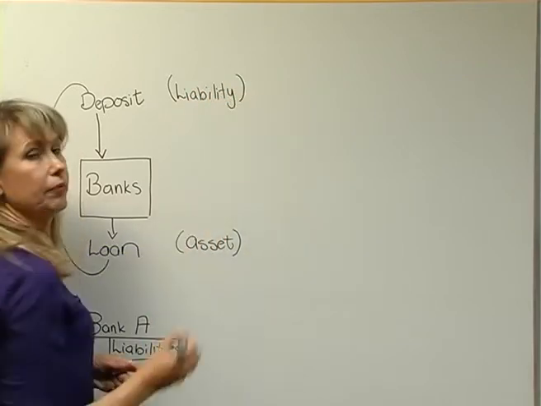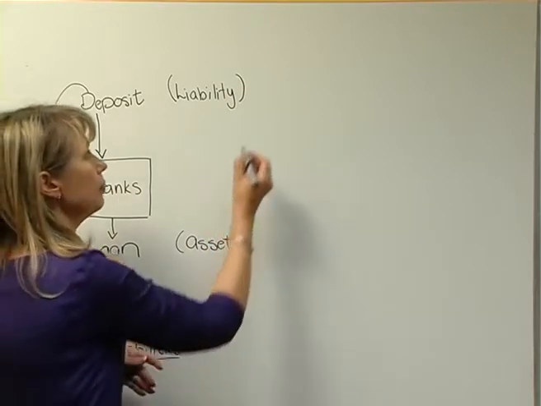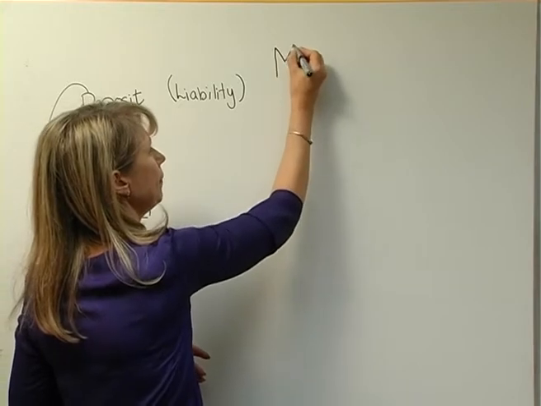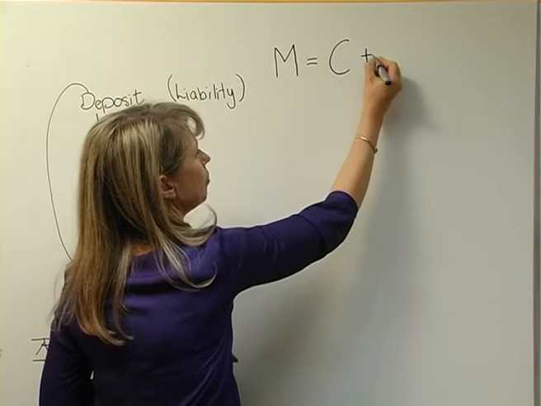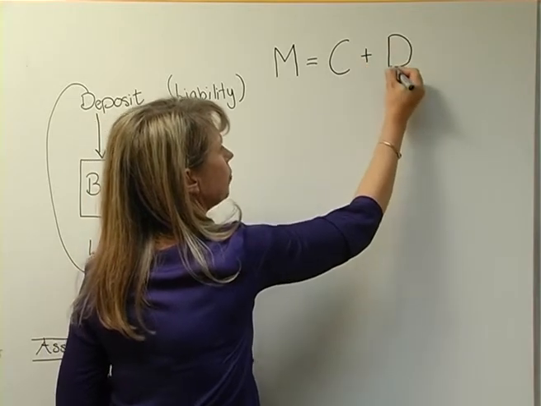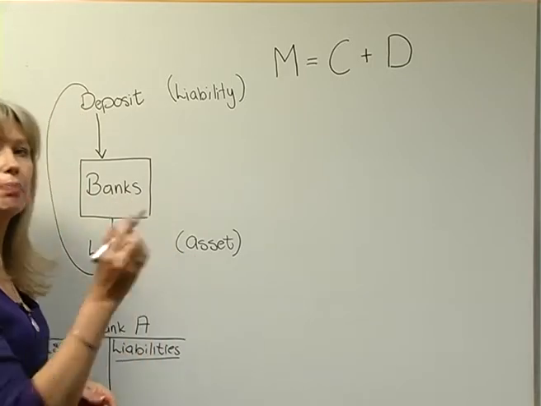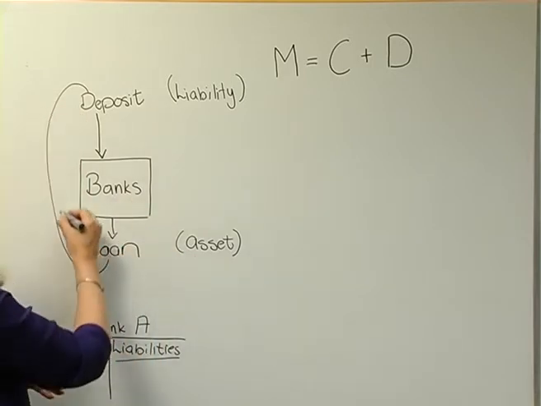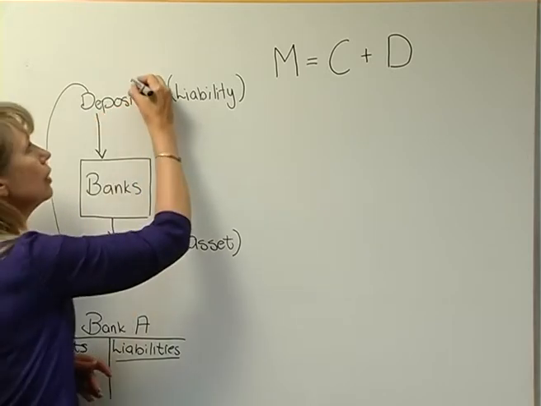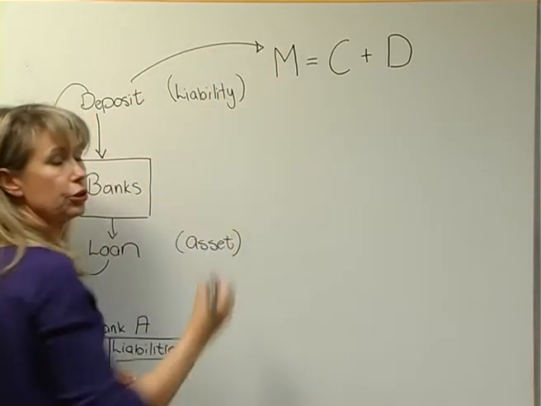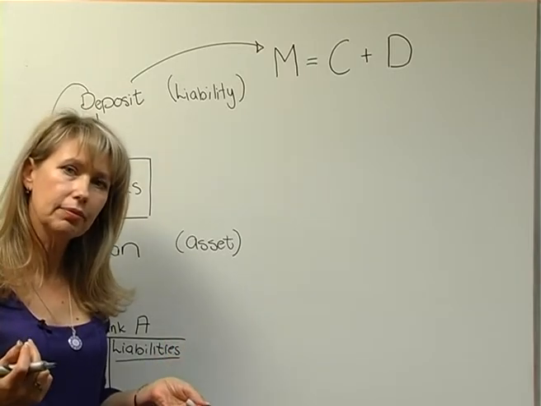Right, now you will remember that money, M, consists of cash plus deposits. So do you see that the moment a bank has given a loan and has created a deposit for the amount of the loan, it has created money. And that is how banks create money.